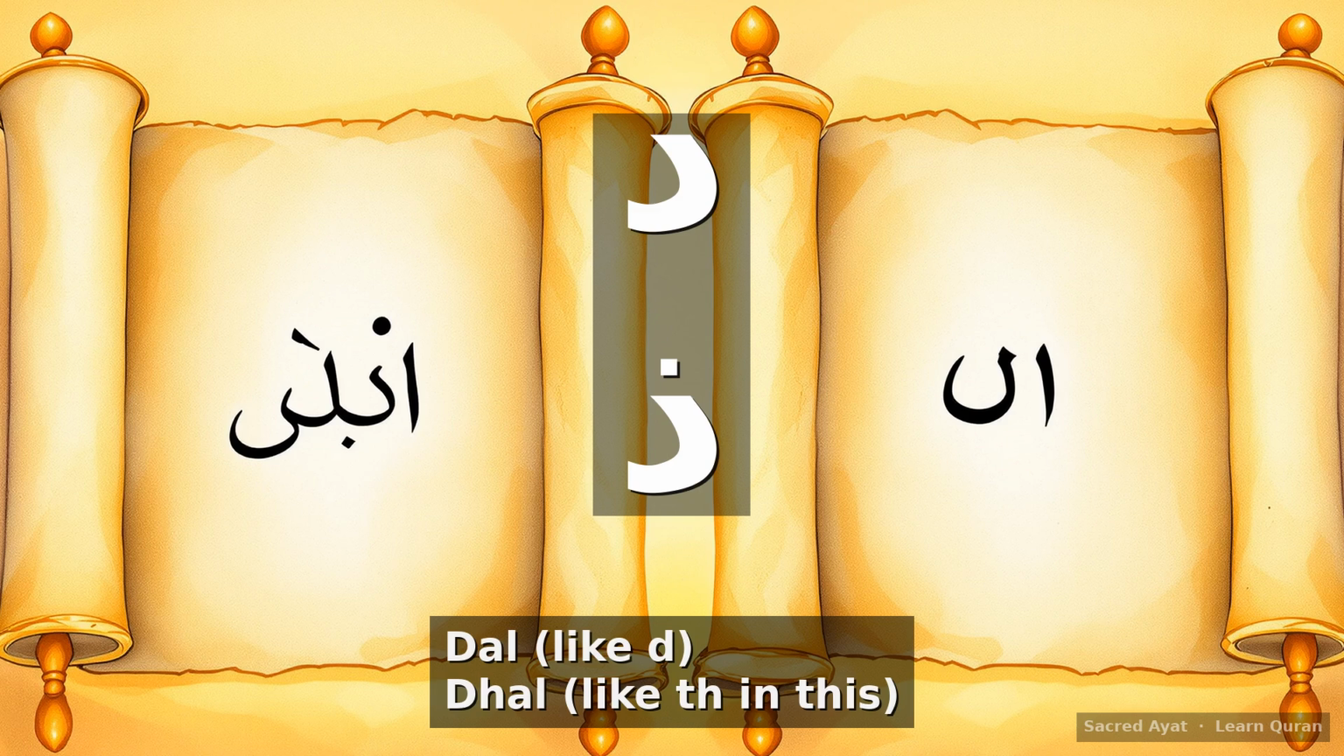A key point for both D and the is that they are standalone letters. This means they never connect to the letter that comes after them. They will always have a small gap. You'll see this clearly in our examples. Remember, D is like D and th is like in this. Same shape, different sound, one tiny dot making all the difference.